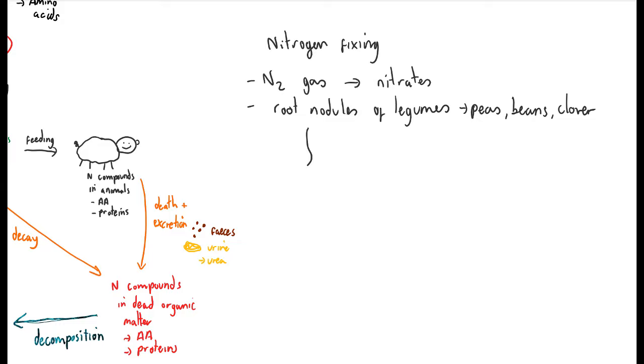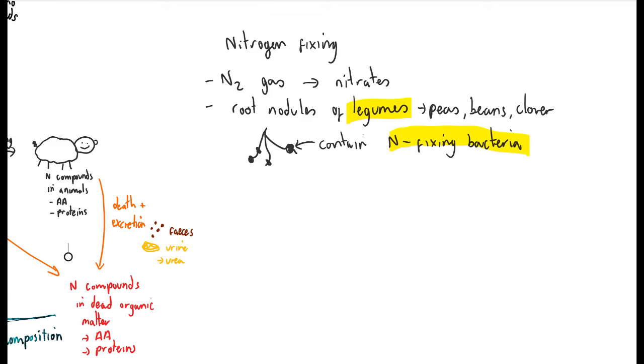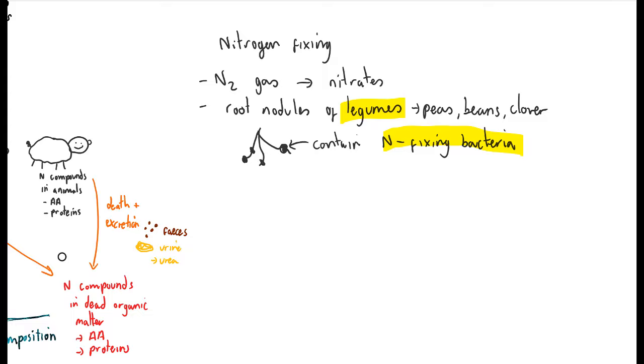Now, what's a root nodule? A root nodule is basically little balls on the roots which contain nitrogen fixing bacteria. And these nitrogen fixing bacteria are only found in the roots of legumes. So that's why farmers will sometimes make sure that they plant peas, beans or clovers in soil which is not very nutritious.